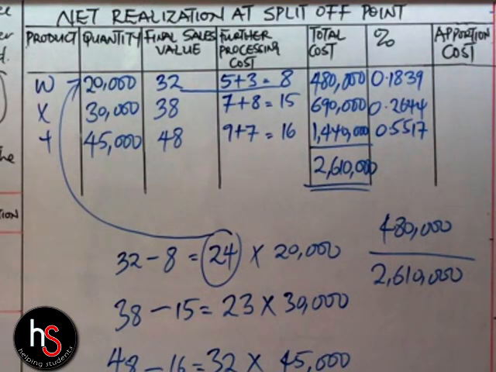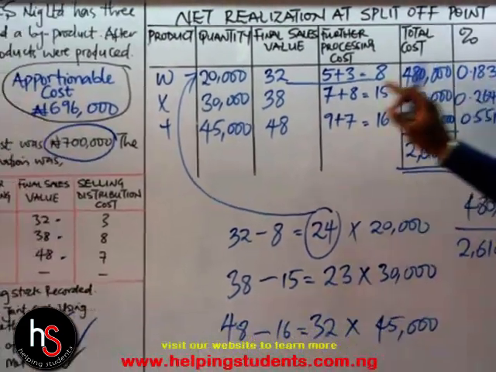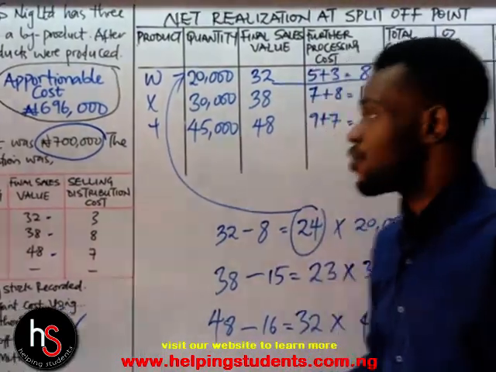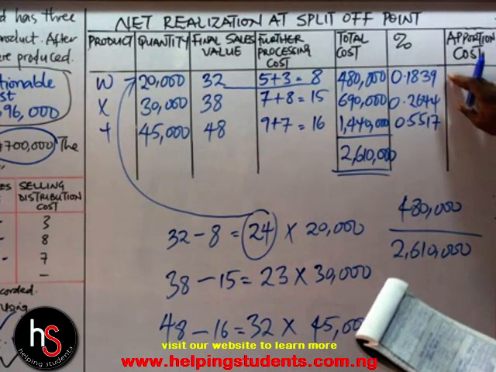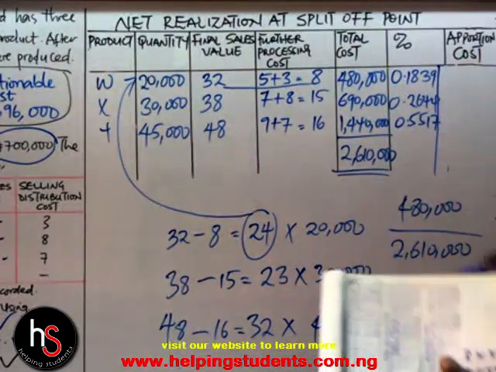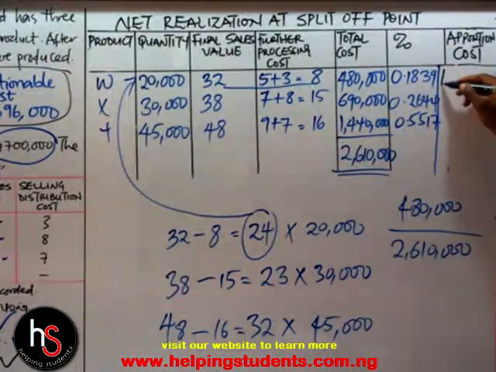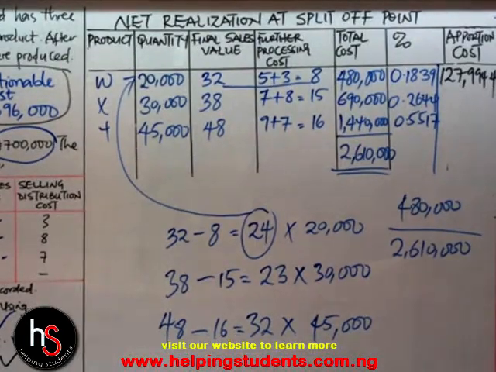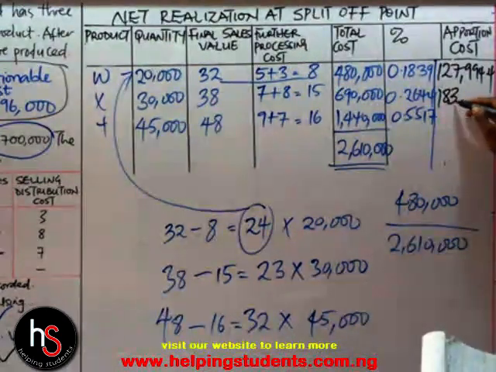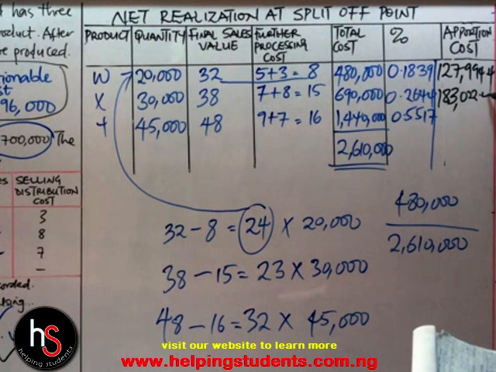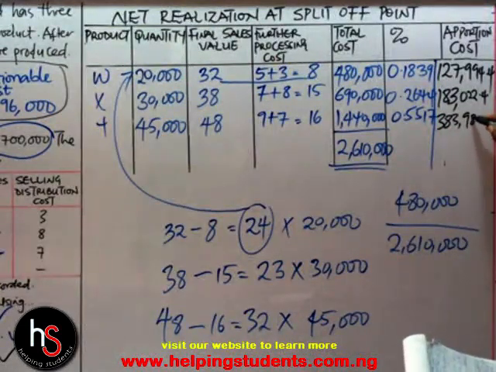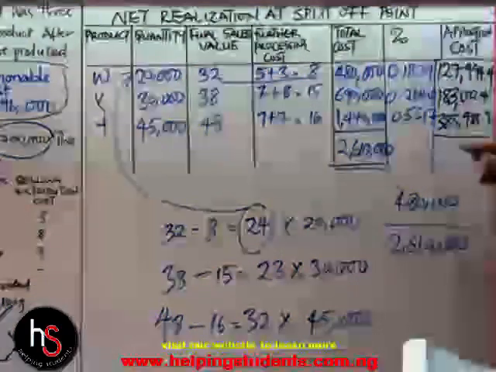Now, to get our apportion cost, we still take the same step. We say 0.1839 multiplied by 696,000, which was the apportionable cost we got when we treated the byproduct. So here we have 127,994.4. At this next one, we have 183,022.4. And at this last section, we have 383,983.2.